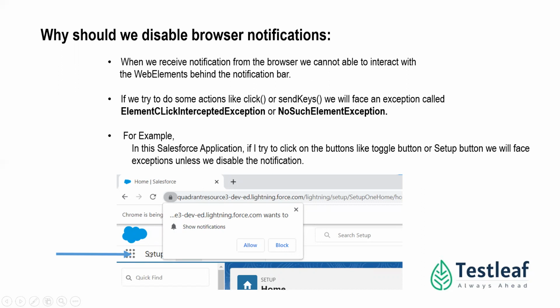When I try to handle the buttons behind the notification, like if I want to click on this toggle button or the setup button, I could not do that. If I do that, I will face an exception called ElementClickInterceptedException or NoSuchElementException. That is, if we try to do some actions like click or send keys, we will face these exceptions. So if we disable the notifications here, we can interact with the web elements behind the notification bar. For that, we have to add the ChromeOptions class, and then from the ChromeOptions class we can call the add_arguments method and pass the string disable-notifications.